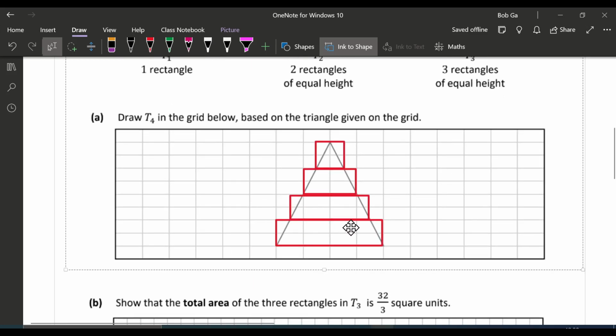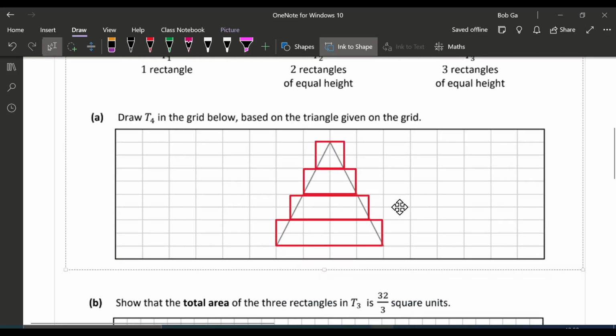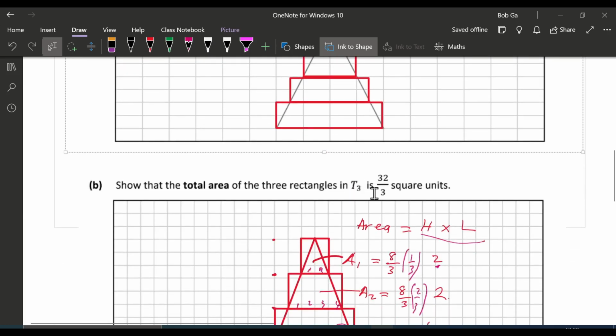So this is a presentation here. T4 is going to contain 4 rectangles, since T1 has just 1 rectangle, and then T2 has 2 rectangles in the triangle, and then T3 has 3 rectangles in the triangle. So T4 will definitely have 4 rectangles in the triangle. All right, then the follow-up question, part B, is asking to show that the total area of all the rectangles in the T3 triangle sums up to 32/3.